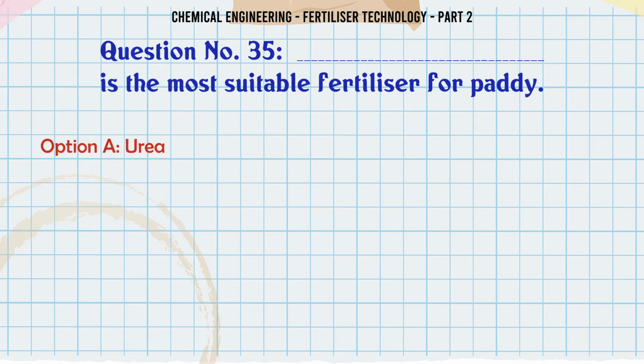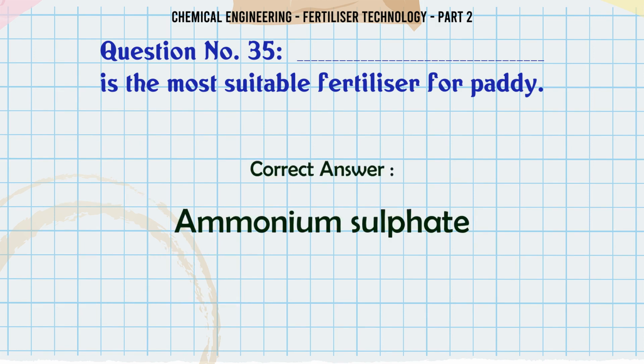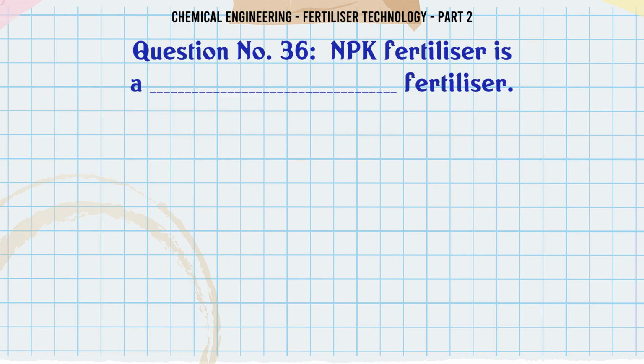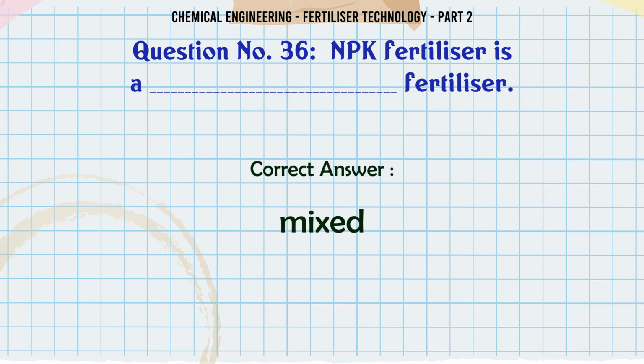What is the most suitable fertilizer for paddy? A. urea. B. ammonium sulfate. C. superphosphate. D. potassium nitrate. The correct answer is ammonium sulfate. NPK fertilizer is a fertilizer. A. complex. B. mixed. C. nitrogenous. D. phosphatic. The correct answer is mixed.